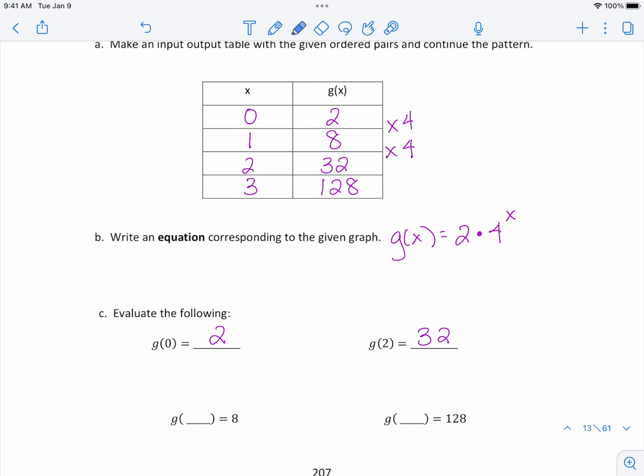g of blank equals 8. If I look at my table, when g of x is 8, that means my x is 1. And the last one, g of blank equals 128. Again, my output's 128, so if I look, my input x is 3 for that value.